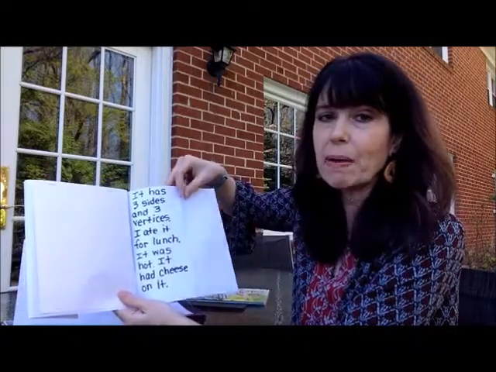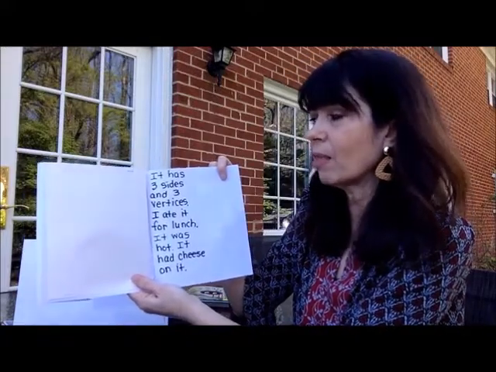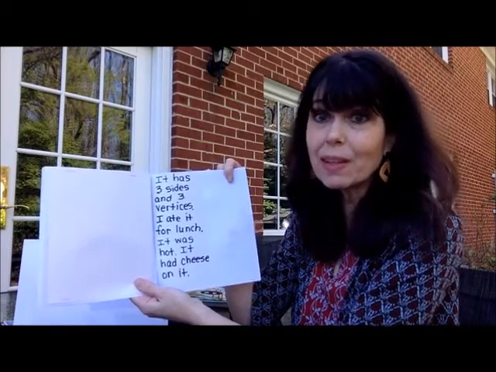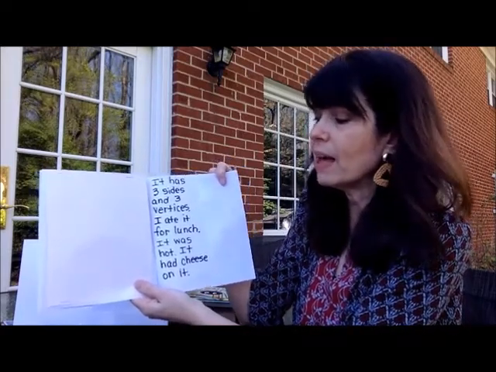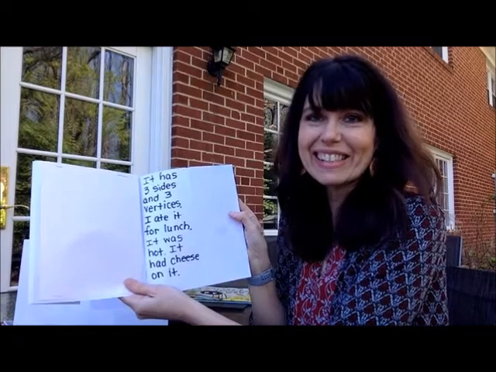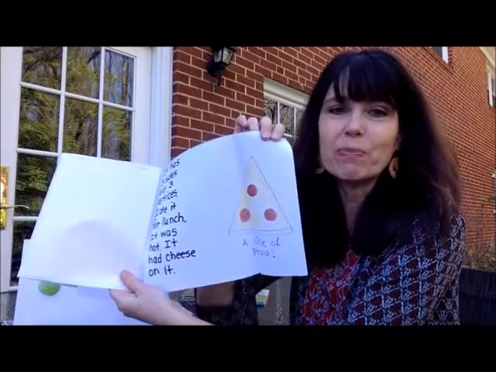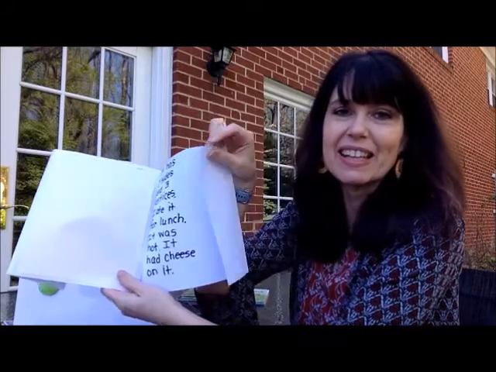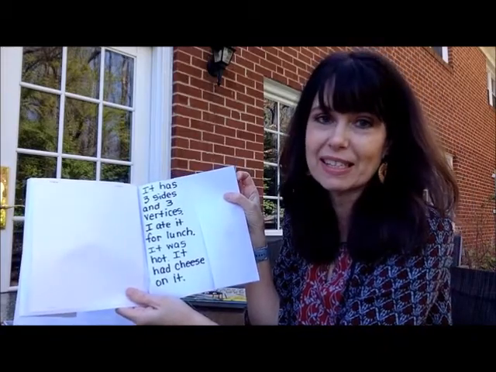Okay, so I'm going to flip the first page back. Now here's the little flap. I'm not going to show you what it is. I'm going to give you the clues. It has 3 sides and 3 vertices. I ate it for lunch. So this is something that you can eat. And I did. I really ate this for lunch. It was hot and it had cheese on it. Did anybody guess? Let's see if you got it right. It's a piece of pizza. And what shape is it? It's a triangle. And you probably knew that because I said it has 3 sides and 3 vertices.